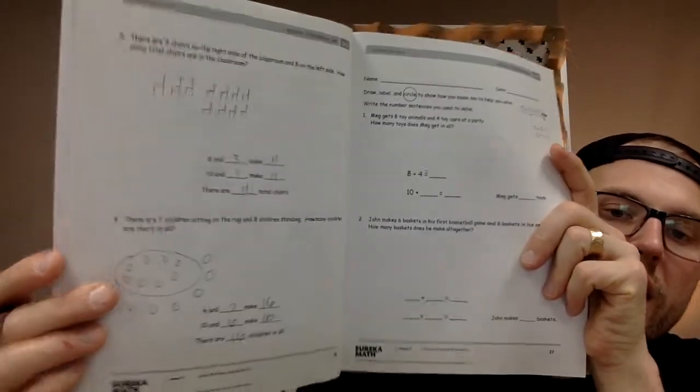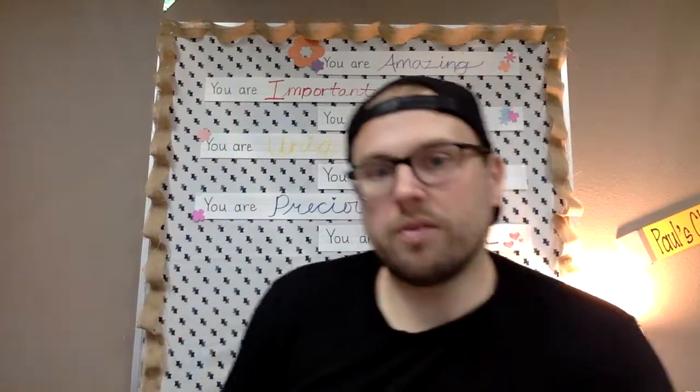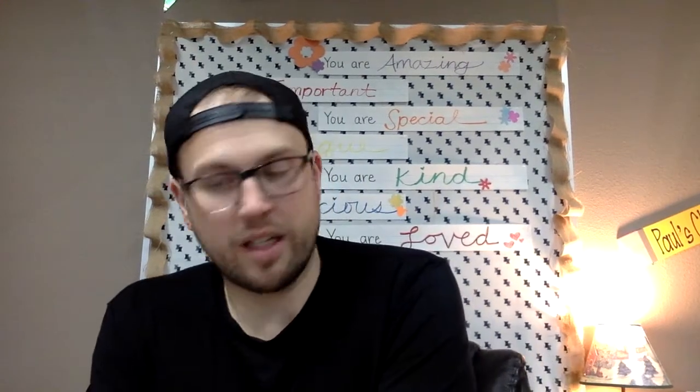So go ahead, pause this. You can copy down what I just wrote, and then attempt to do your own over here. If you want to do the make 10 and then add method, that's totally fine. If you don't, and you just want to draw a picture of all of them and count them all, if that makes more sense to you, that's perfectly fine.